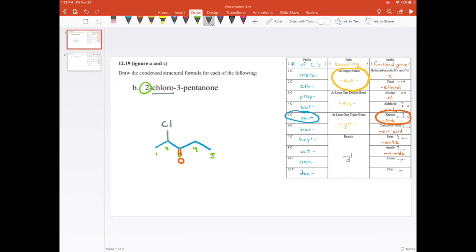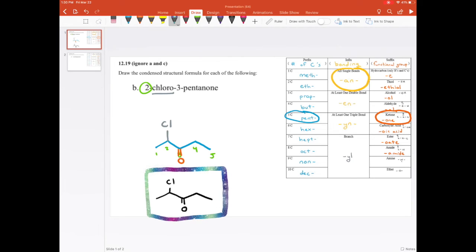Notice that when things come off of the carbon chain, they go in the direction that the carbon chain is pointing in. So at carbon 2, the carbon chain is pointing up and the branch goes up. At carbon 3, the carbon chain is pointing down and the functional group points down. So if you wanted to see what this would look like all in one color, this would be that same molecule. This is what 2-chloro-3-pentanone would look like.